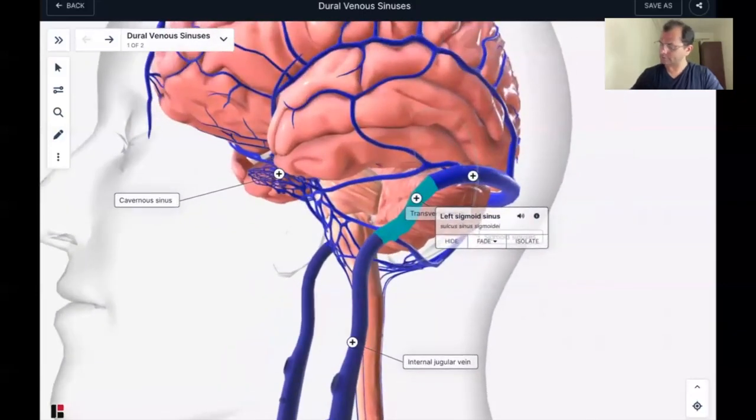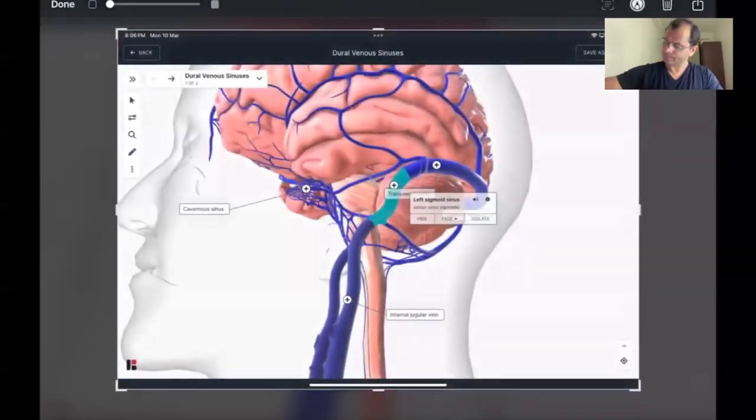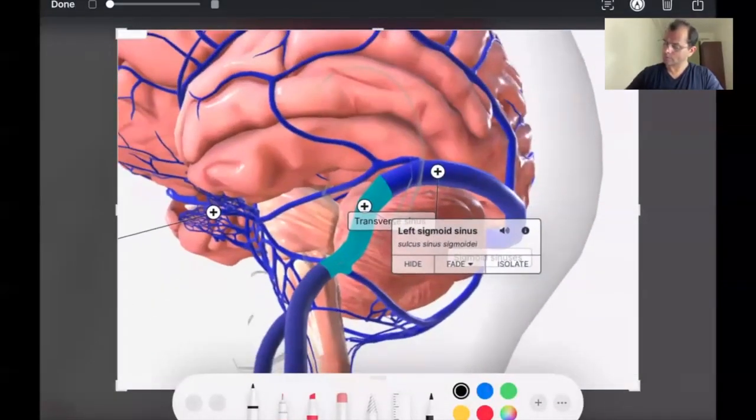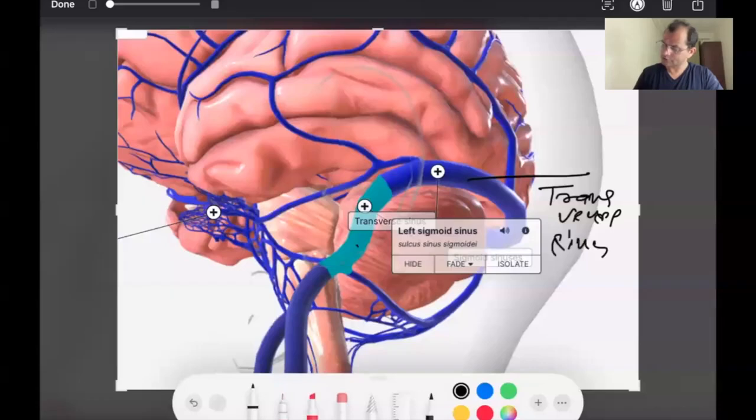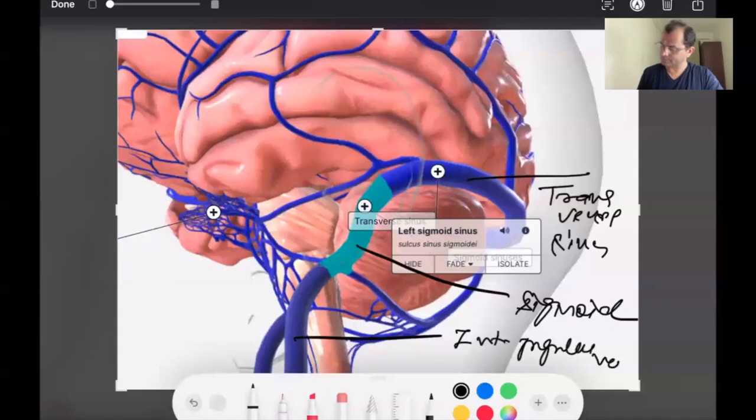So let's see here. This is the transverse sinus, sigmoid sinus, and internal jugular vein. Okay.